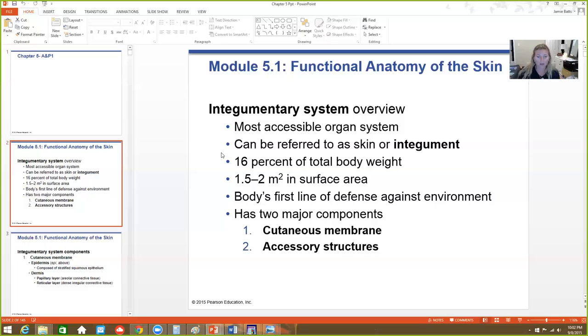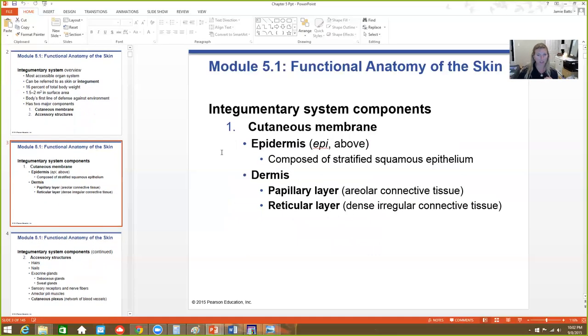Anyways, let's talk about the two major components of our integumentary system. You have what's called the cutaneous membrane and the accessory structures. So let's talk about this cutaneous membrane, and I'm itchy because I got sunburned this weekend, so sorry. I don't have bugs or anything, just itchy. It's made of the epidermis and the dermis. The epidermis is the stratified squamous epithelium. That's what you see. That's what got sunburned on me this weekend.